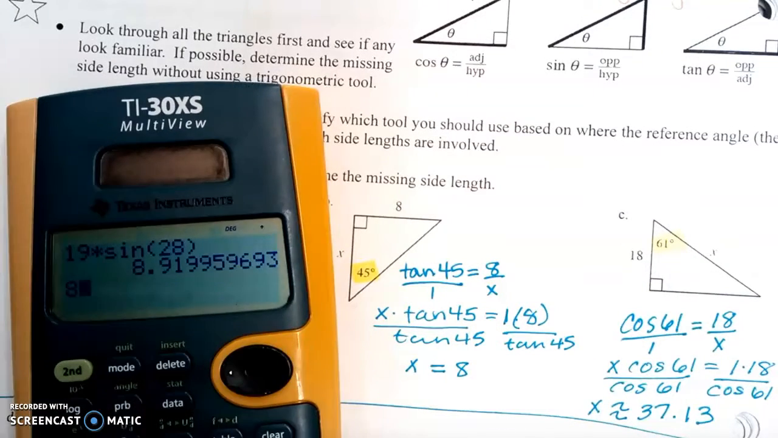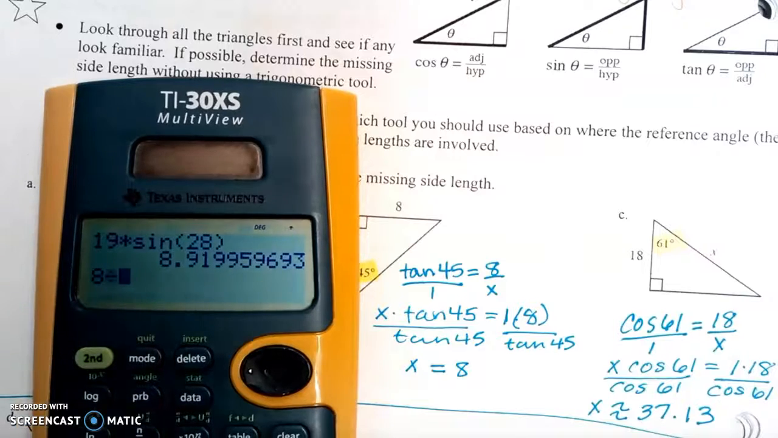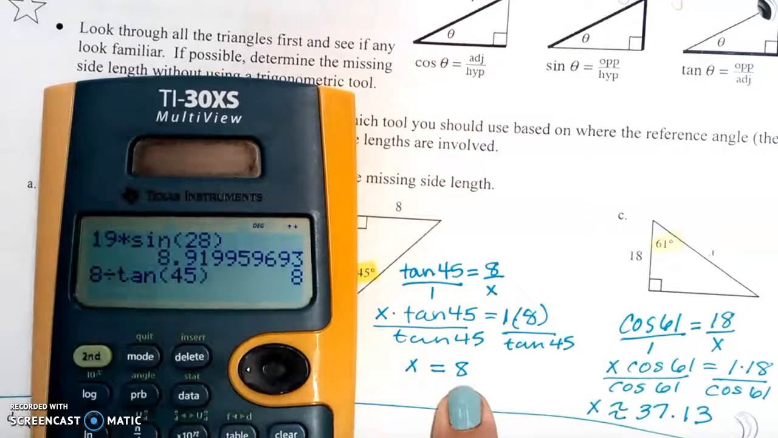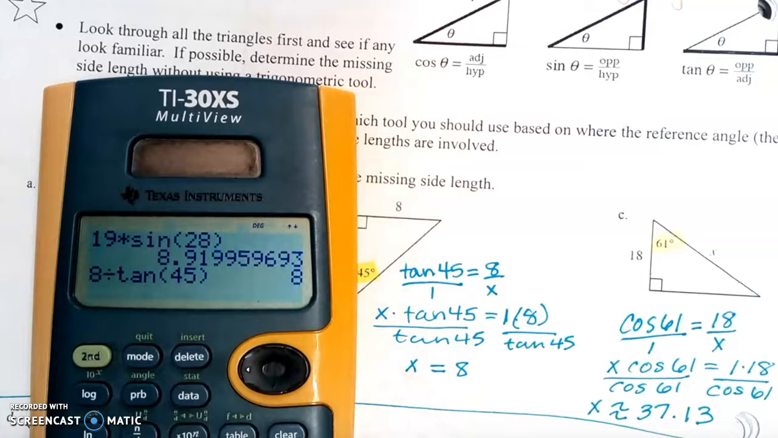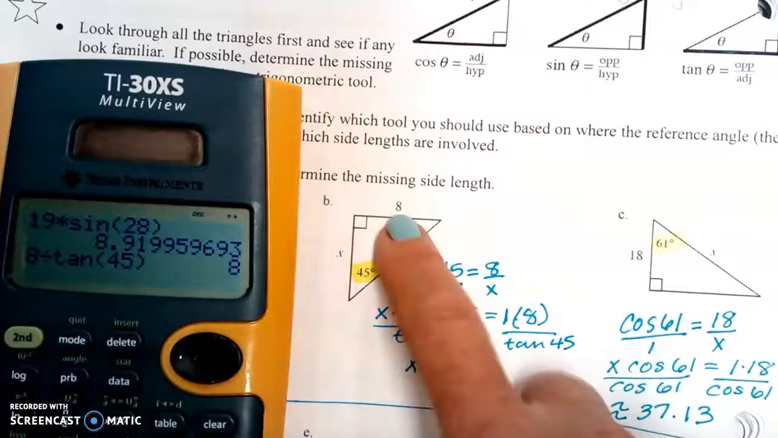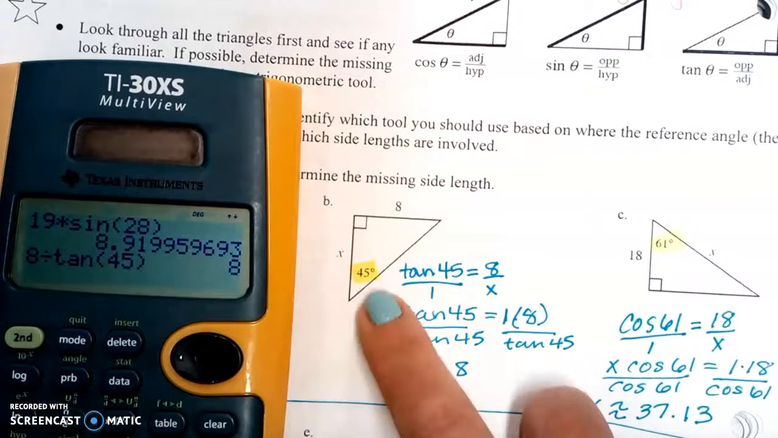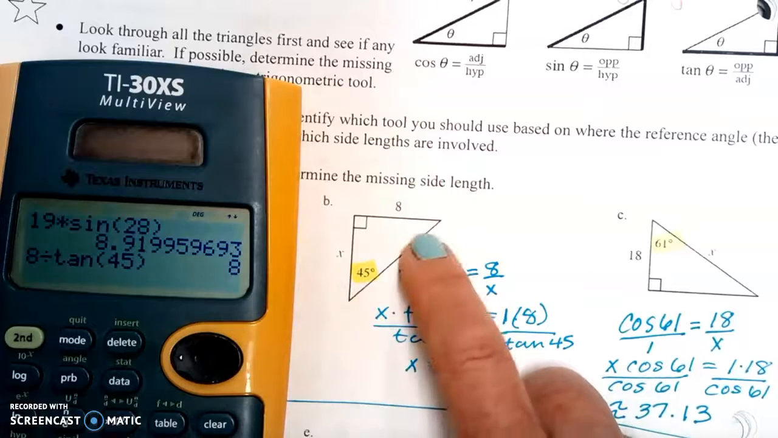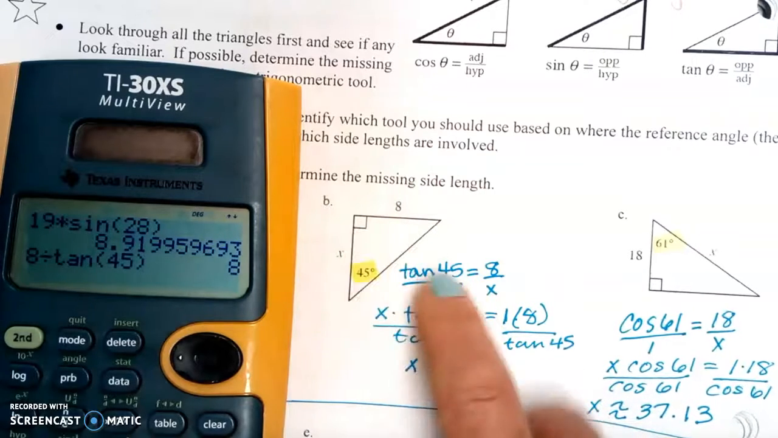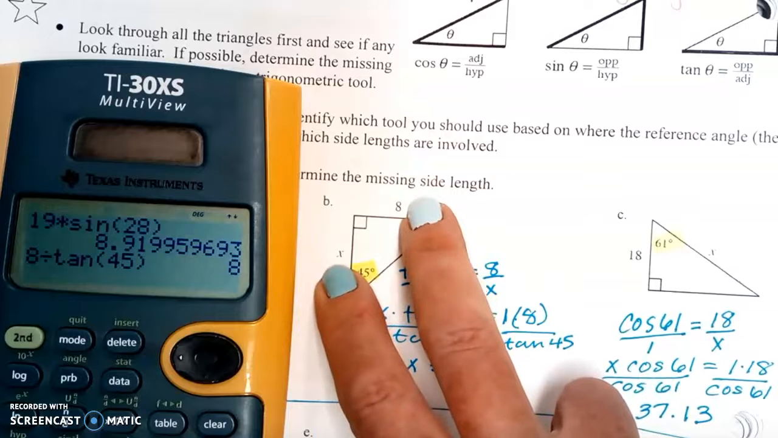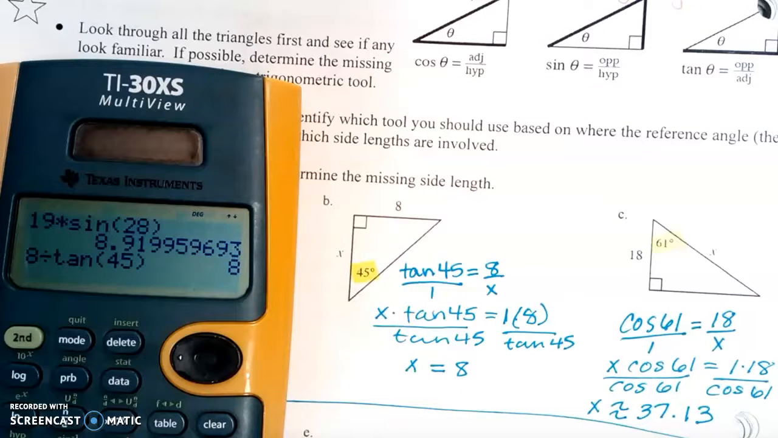So here's what it looks like on the calculator. 8 divided by the tangent of 45, hit the equal sign, and it gives us an exact number of 8, so we don't need to round on that one. This side and this side end up having the same measurement of 8 and 8, because this would be a 45, 45, 90 triangle. These two angles are the same measure. The two legs are going to be the same measure, so that makes sense.